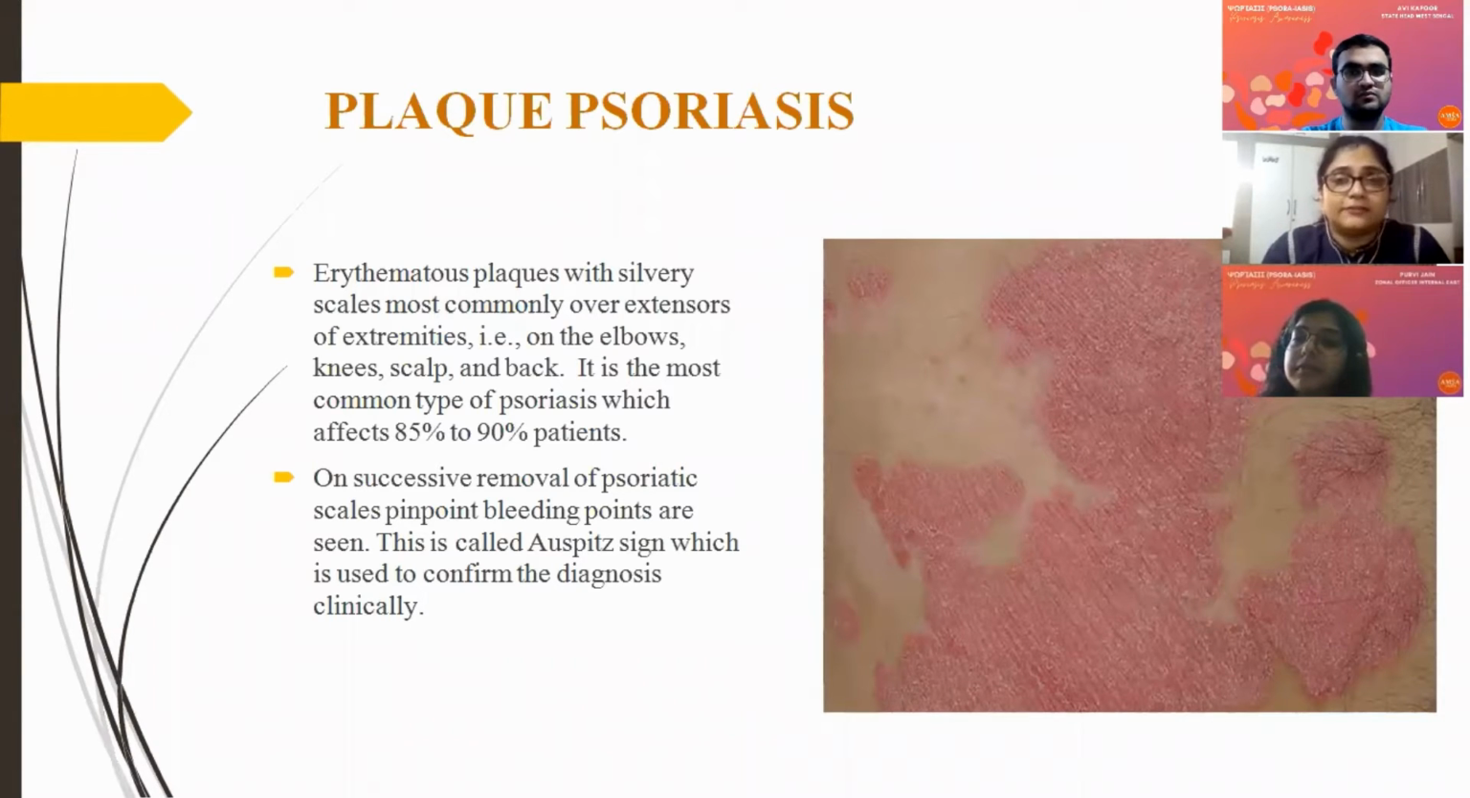And the feature is that it presents as plaques, papulosquamous lesions with silvery scales, and mostly they are bilateral. So if someone presents with a single-sided, unilateral lesion, then it is very common that within a few days, a few weeks, or a few months, the person will invariably develop the lesion on the other side.